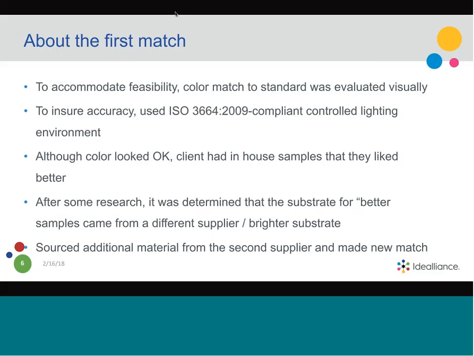The way we did this is, again, a visual process. We had a light booth that was ISO compliant to 3664-2009. You can actually run a test. You need a special instrument. We did that test. We qualified it. And we evaluated the master chip against this match that we got from the ink lab. It's a highly curated process, and so the expectation is very high that you're going to get as close as you can. And so it looked good, right?